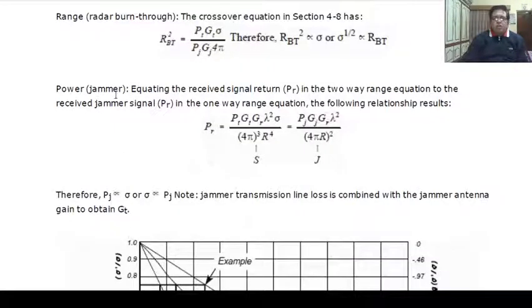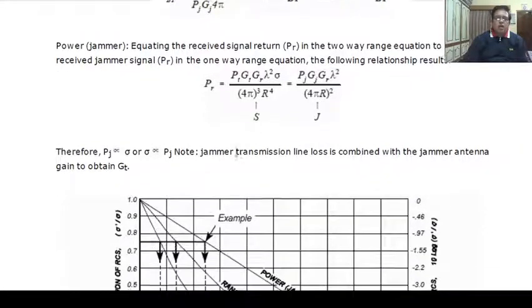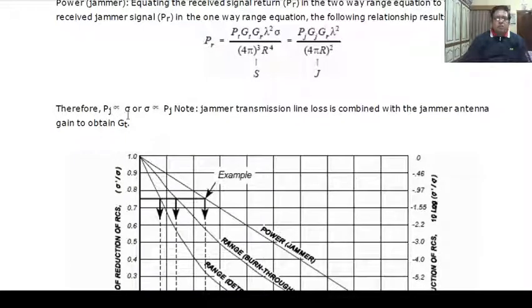And what is power jammer? Equating the receiving signal return in the two-way range equation to the received jammer signal in the one-way range equation, we get the following relationship: PR equals PT GT GR lambda squared sigma upon 4 pi whole cubed R to the fourth, equal to PJ GJ GR lambda squared upon 4 pi R whole squared. Therefore, PJ is proportional to sigma. Note, jammer transmission line loss is combined with the jammer antenna gain to obtain GJ.